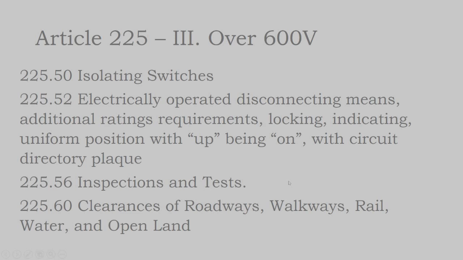Up further than that, the special rules for 600 volts, including additional clearances for roadways, rail lines, water, and additional disconnects. We have 225.52, electrically operated disconnecting means, with additional requirements, including an indicating switch on the directory plaque.